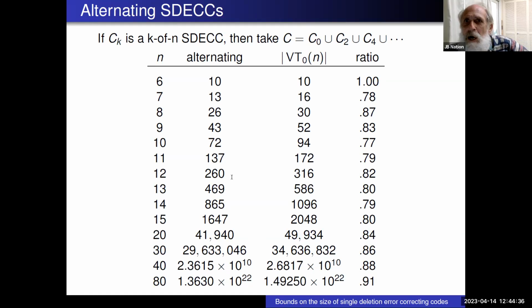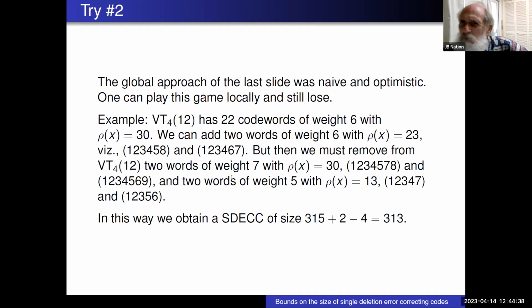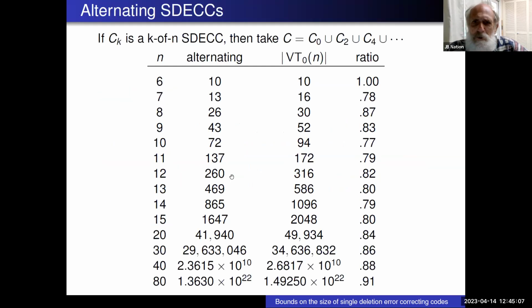Okay. Now, you could get smarter, because that was not very smart. You could just take the words, say, for n equal 12, and try to stick in a couple of closer words at weight 6 and leave most of them the same. And you can show that you always lose this way too, but not nearly as badly. Okay, instead of getting 260, or 315, I forget what the number was.